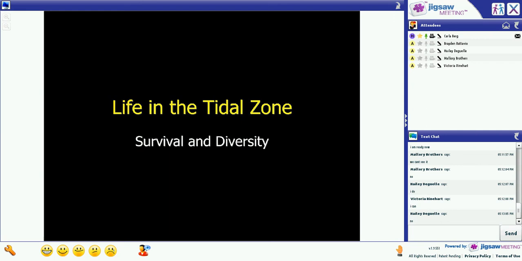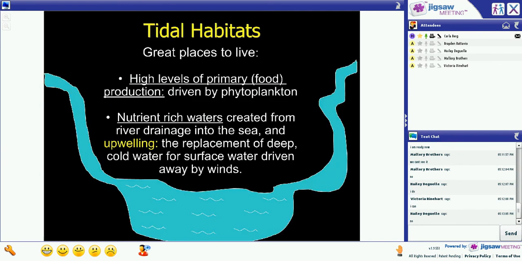All right, so take a look at your PowerPoint screen. I'm going to turn off our whiteboard. Now your PowerPoint screen says Life in the Tidal Zone: survival and diversity. Tidal habitats. That's another way to say beach or coastal ecosystem.